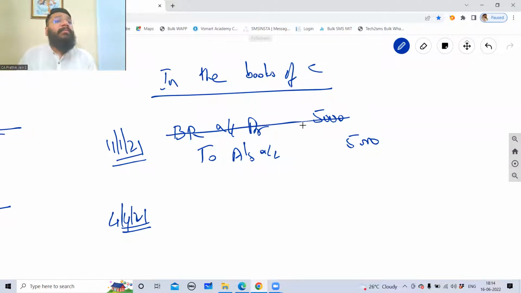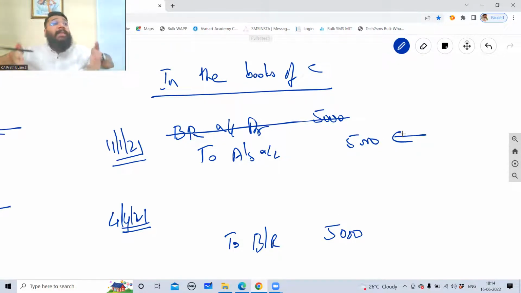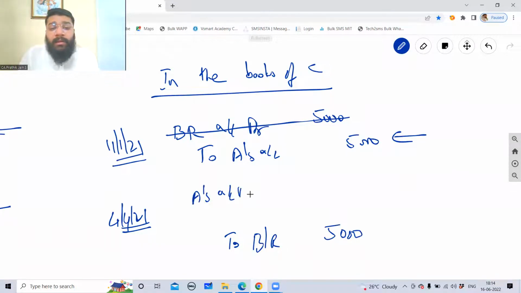So I need to close the bills receivable, which is currently in debit, by giving a credit. So to bills receivable, 5,000 rupees, I'll give a credit. Debit will be what? I need to recreate the debt because I am yet to receive the money. C is yet to receive the money. So I have to recreate the asset. I have to create the debt by giving a debit. So A's account debit. How much? 5,000.